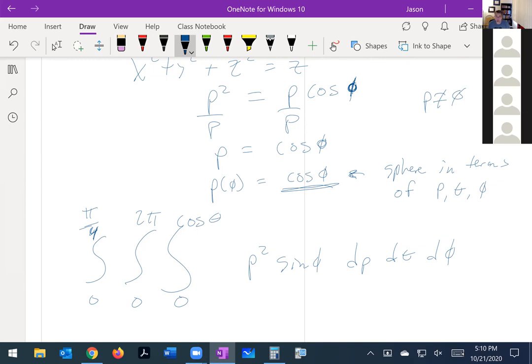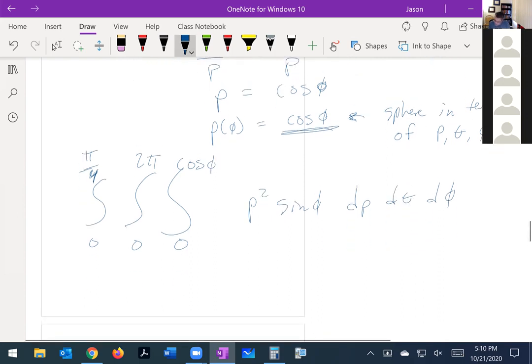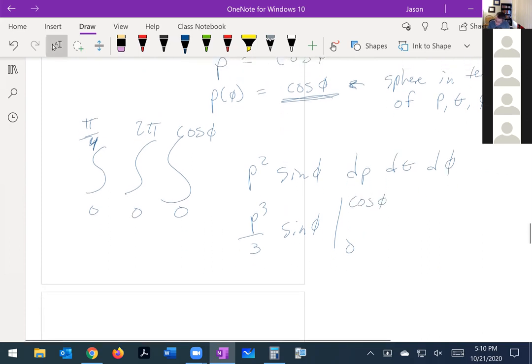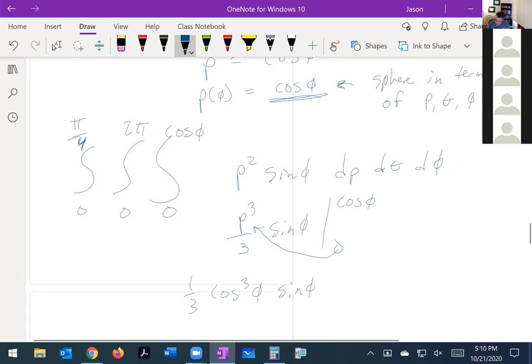Sorry, this is phi, not theta. Okay, so now let's integrate with respect to rho first. So it's going to be rho cubed over 3 sine phi, and we're going to go from 0 to cosine of phi. If I plug in this, I get cosine cubed phi, 1/3 sine phi. And if I plug in 0, can everybody see that's just going to go to 0? Plug in 0. We're good.